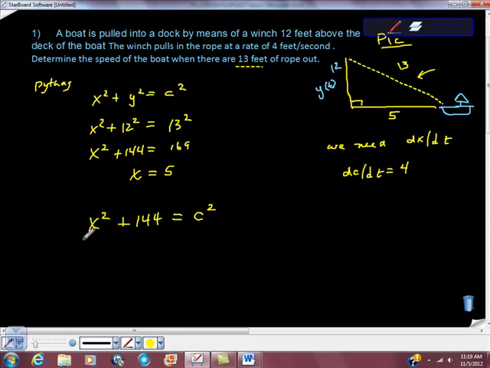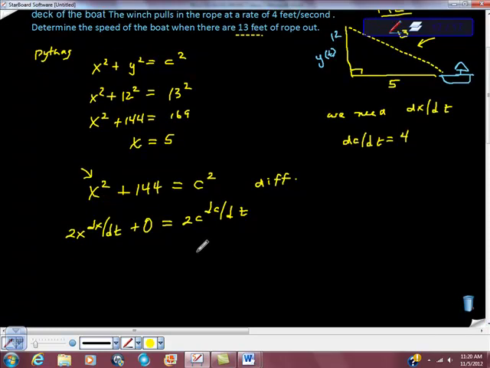So I'm going to take the derivative here. I'm going to differentiate right here, and remember, what we want to know is how this is changing. So it's going to be 2x dx dt plus the first derivative of 144, which is 0 because it's a constant, and the first derivative of c squared is 2c dc dt. It seems like we have a lot of work to do, but we're actually almost done. What we need to figure out is, what is it that we want? And what we want is dx dt by itself, don't we? So that's what I'm going to go for.